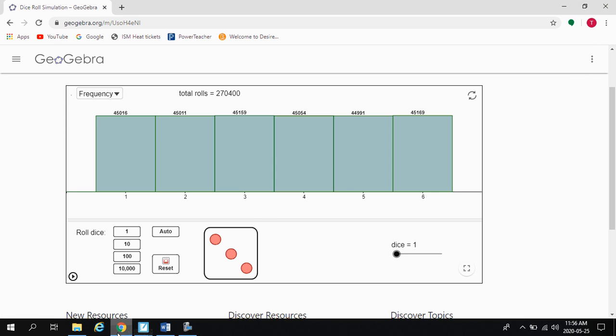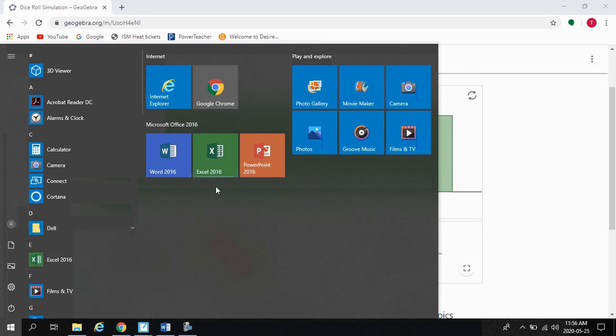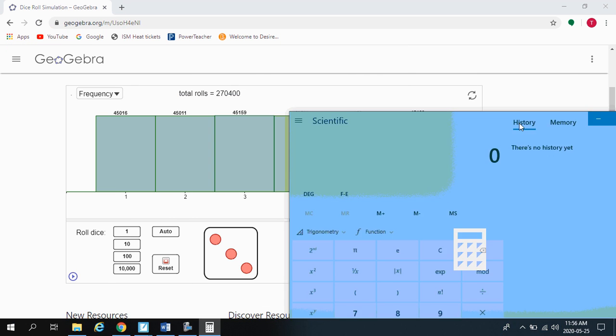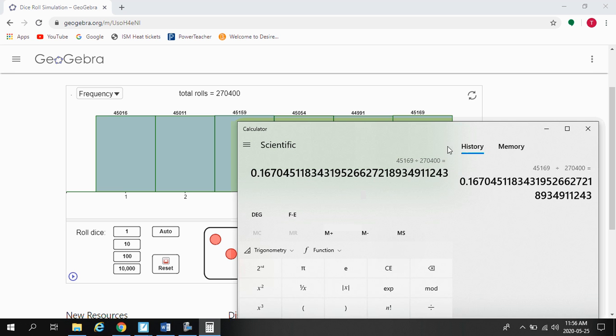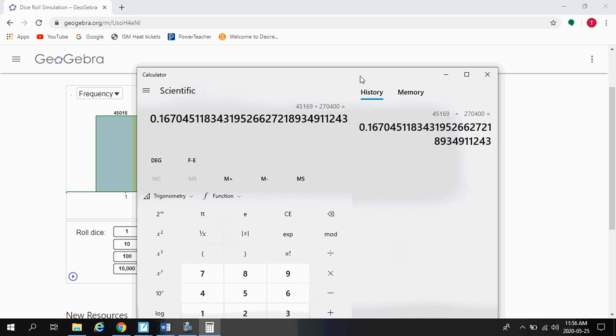And if we looked at our chart now, if we looked at in total, let me grab a calculator here. So if I put in 45169 divided by 270400, you see we get 16.7, which is basically close to 17%. So as we have more rolls, we come closer to that expected value.